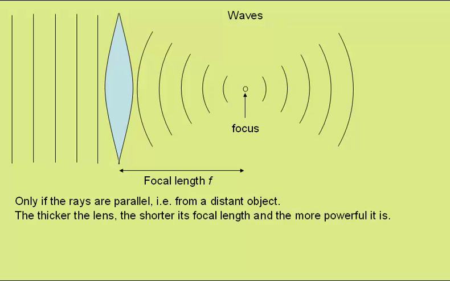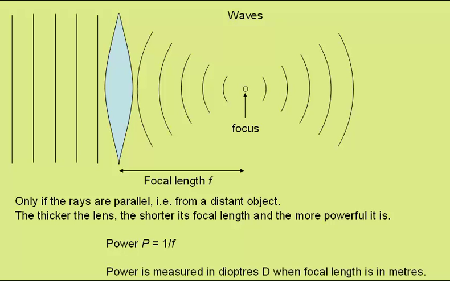The thicker the lens is, the shorter its focal length will be, and we say the more powerful the lens is. The power of a lens, capital P, is given by 1 divided by the focal length. Power is measured in diopters, given the symbol capital D, and this is when the focal length is measured in meters.